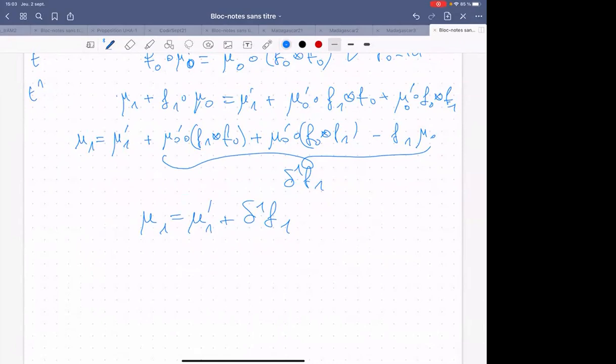Here, the mu1 and mu'1 are in the same cohomology class. Allow me only 1 minute. I will make my conclusion.